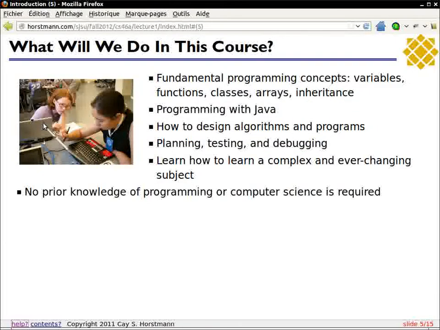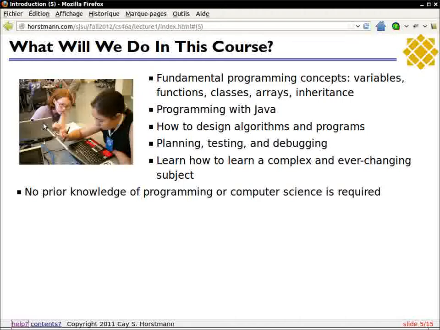All right, what are we going to do in the next few months? We're going to be learning about the fundamental programming concepts that underlie really all programming languages: variables, functions, classes, arrays, inheritance, and you'll learn what these words mean. We're going to be doing a lot of programming with Java. For pragmatic reasons, it's a good beginner's language, and it also carries you quite a bit into the curriculum. So you don't have to change languages all the time.